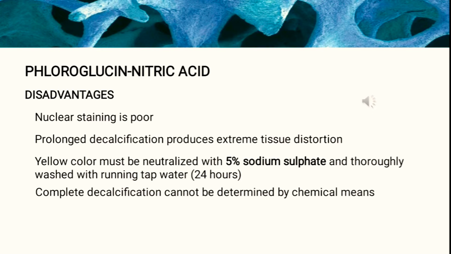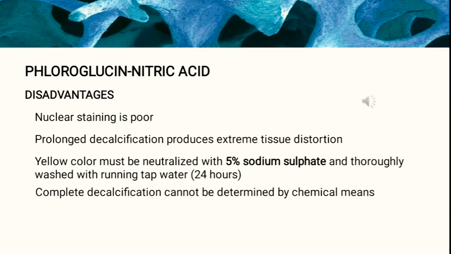As for the disadvantages, nuclear staining is poor. Prolonged decalcification produces extreme tissue distortion. Yellow color must be neutralized with 5% sodium sulfate and thoroughly washed with running tap water for 24 hours. Complete decalcification cannot be determined by chemical means.